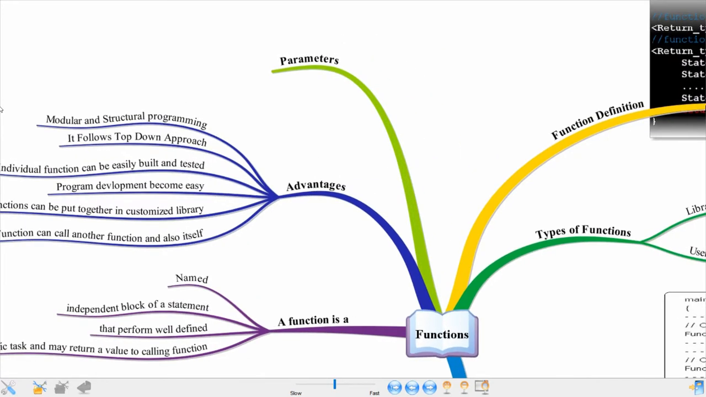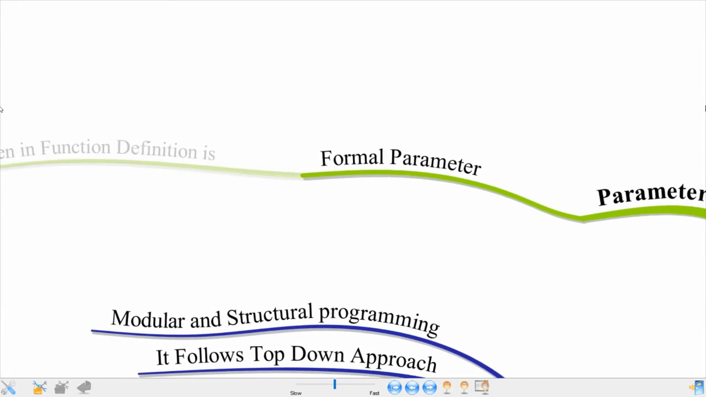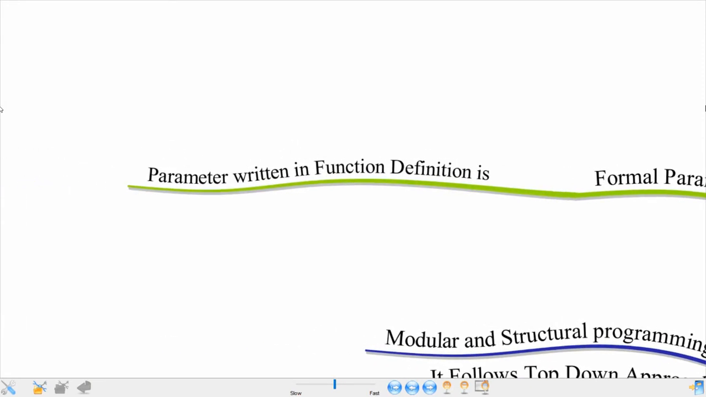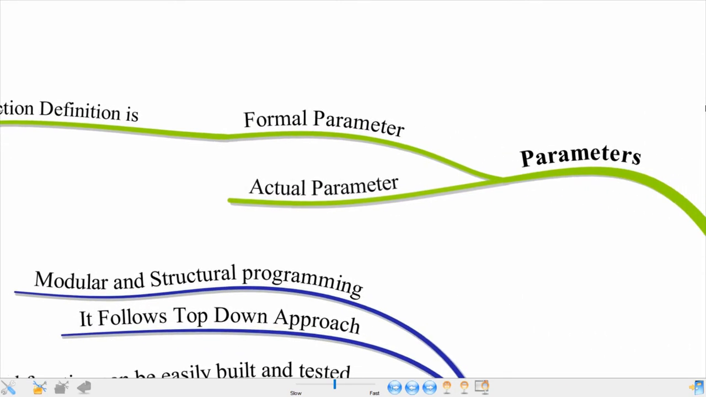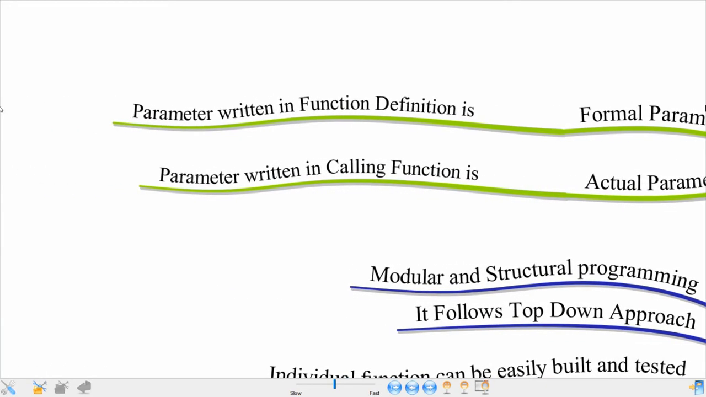There are basically two types of parameters in a function. One is known as a formal parameter. A formal parameter is the parameter which is written in the function definition. I will give you a practical example for the same. An actual parameter is the parameter which is written in the calling of the function.